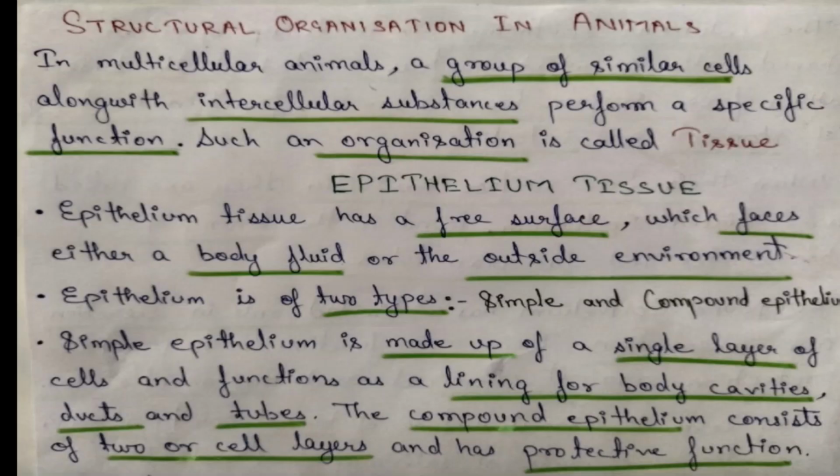So let's start. In multicellular animals, a group of similar cells along with intercellular substance perform a specific function. Such an organization is called tissue.